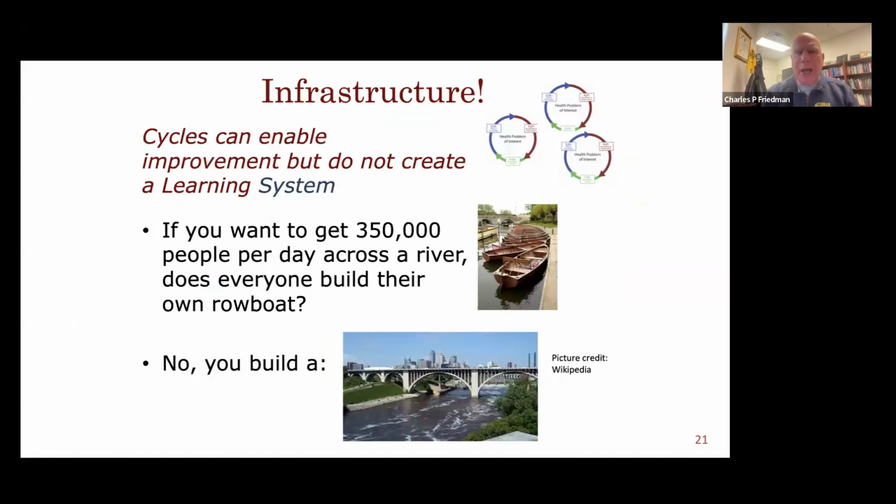The third distinctive feature is this idea of infrastructure. So these cycles I've talked about can enable improvement, but if they operate independently of one another, if each functions in its own little silo, yes, you have improvement. Yes, you have cycles, but you don't have a system. You can think about this by analogy: you've got a nice river in Minneapolis, and if you want to get a lot of people across that river every day, you really have a couple of choices. You can ask everybody to row themselves across with their own rowboat, or you can build a bridge. And obviously, the infrastructural approach to this is to build a resource like a bridge that every entity can use.